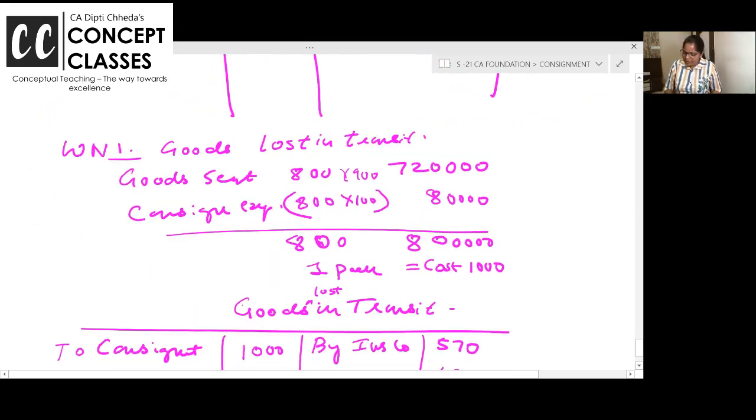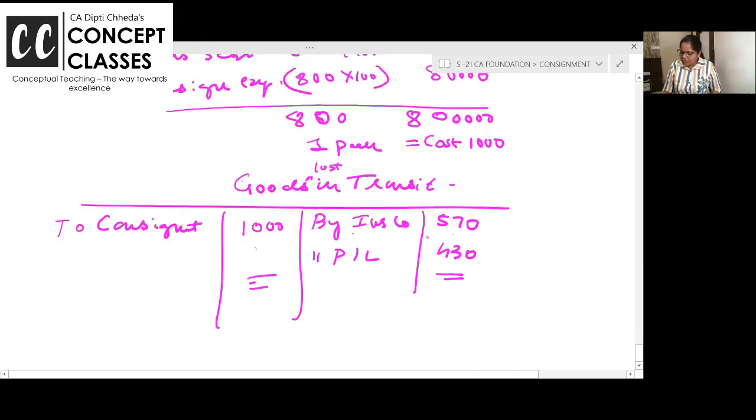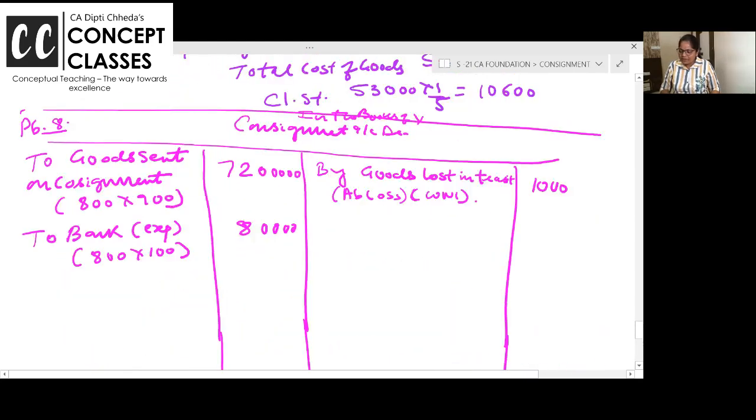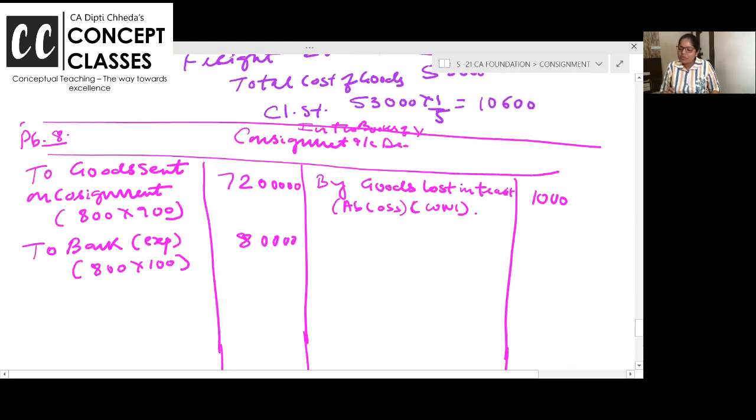Can you please write a note like this? By insurance company and by abnormal loss. This you can directly also write in the consignment account. I have prepared a separate account. You can write it there. I hope my speed is fine. Did you understand this problem?